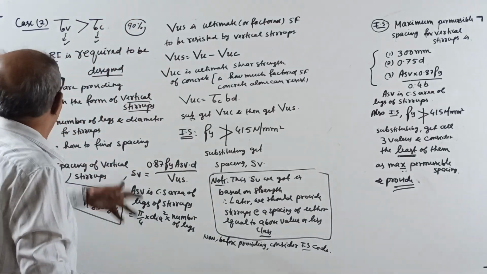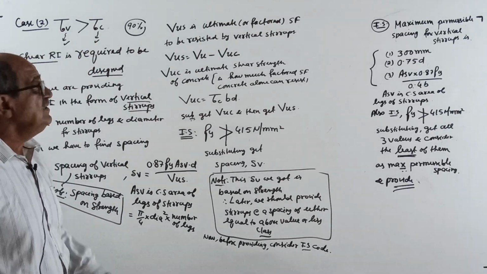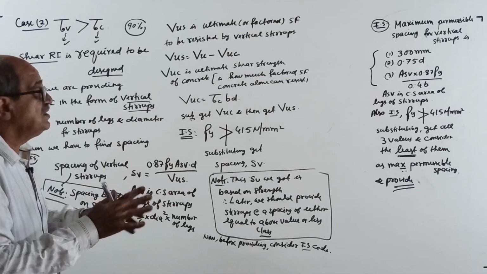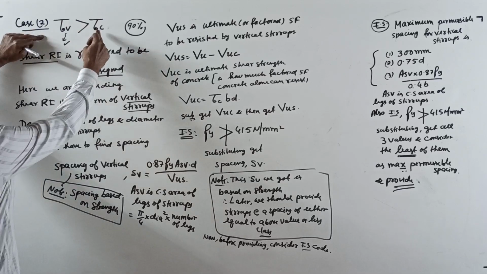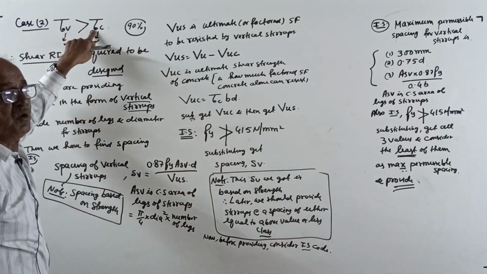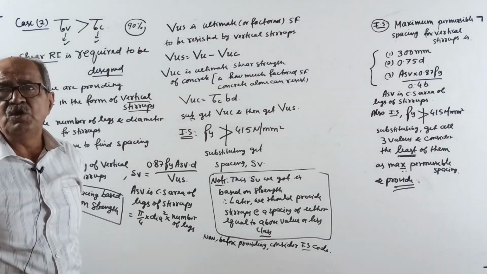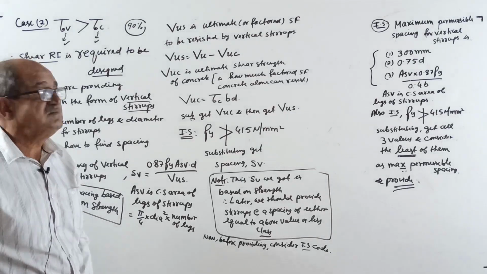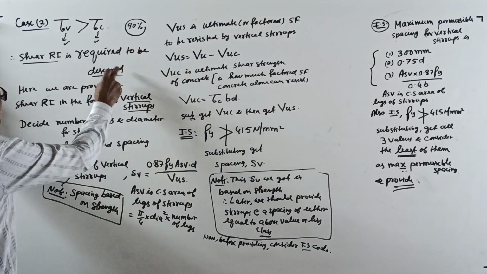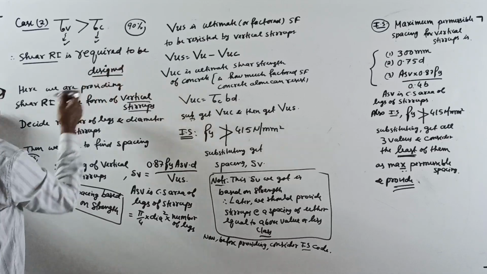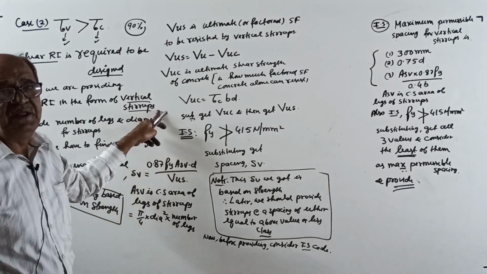Now come to case 2, tau v more than tau c. You can write as a note: shear stress to be resisted by the cross section. How much shear stress concrete alone can resist, if the shear stress exceeds that, help is required. Therefore, shear reinforcement is required to be designed. Here we are providing shear reinforcement in the form of vertical stirrups.